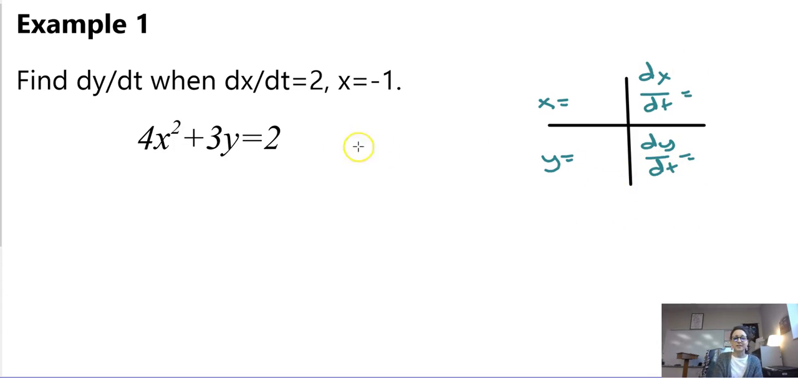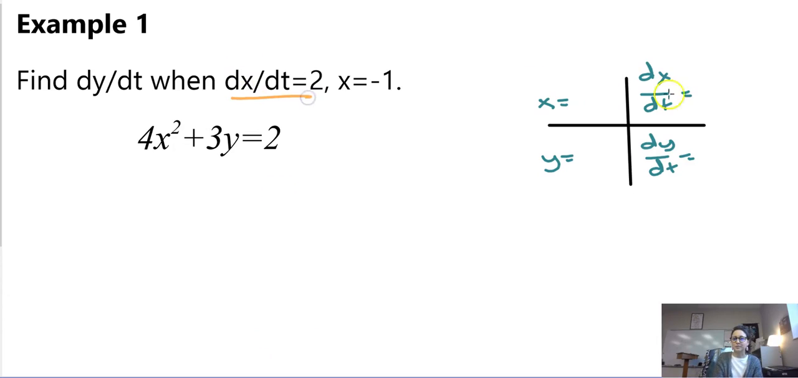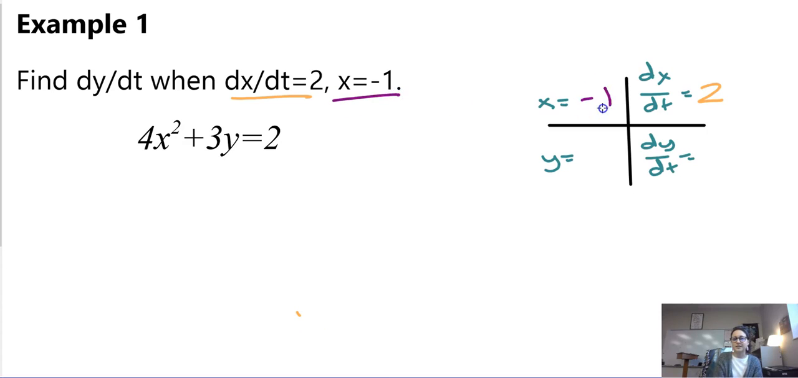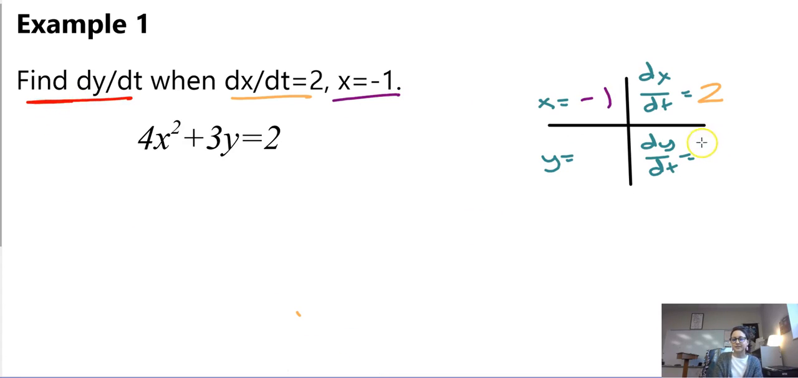Okay, so let's go ahead and fill in what we have. We know that dx dt is 2, so I'm going to put that here. And I know that x is negative 1, so I'm going to put that here. And then what am I looking for? This is important. I'm looking for dy dt, so I want you to put a question mark there.